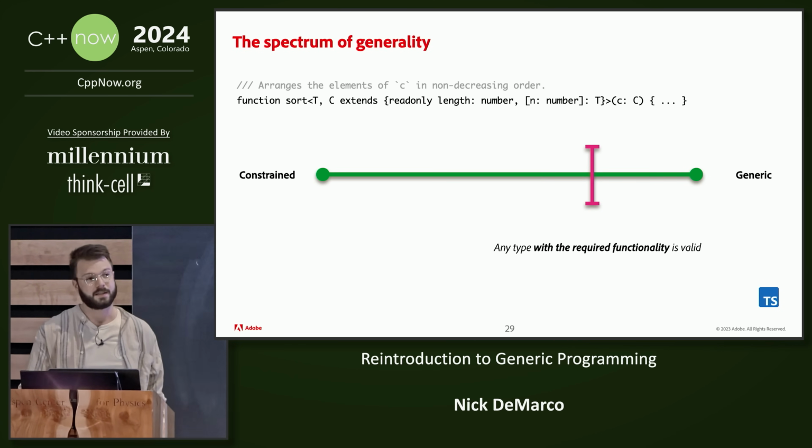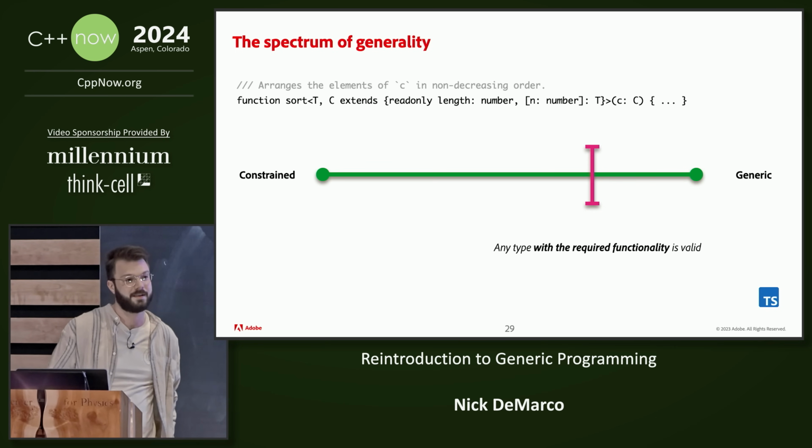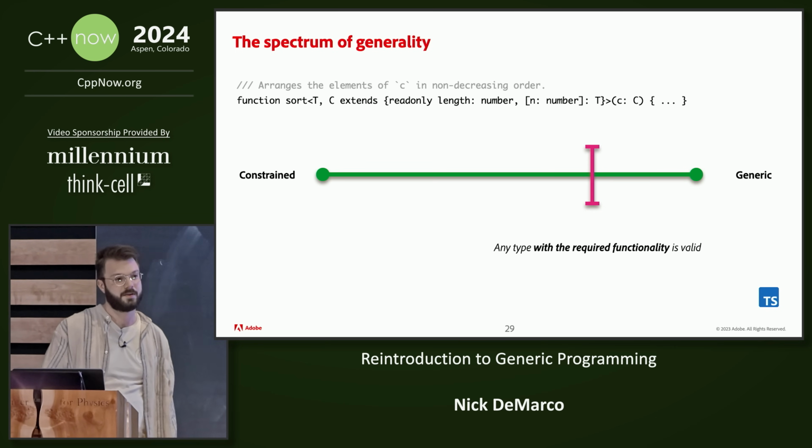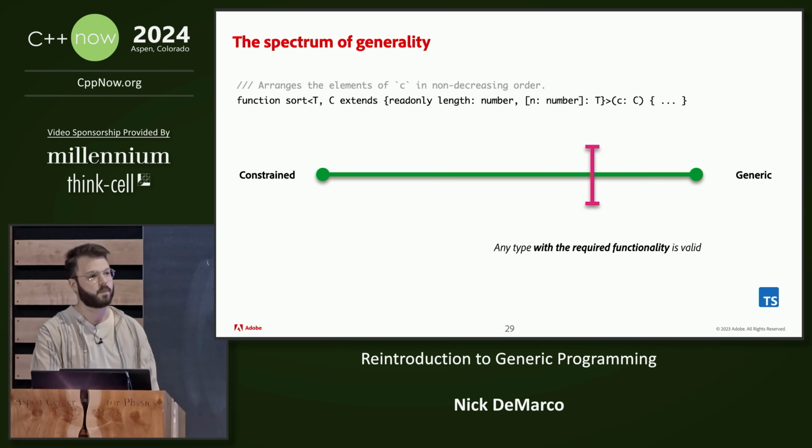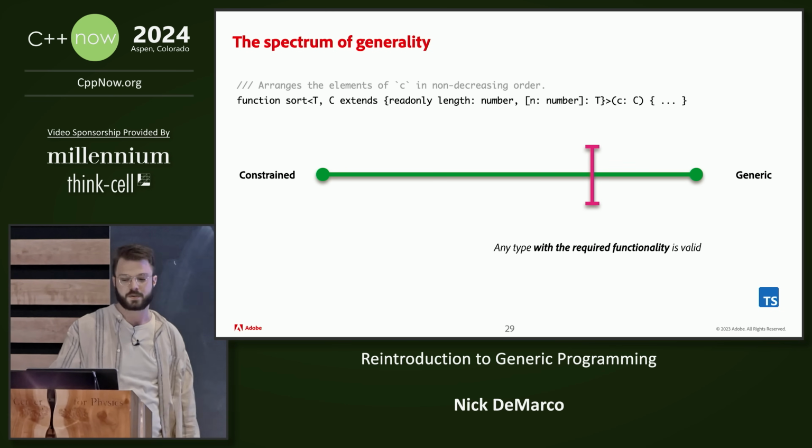I have a question in the back. Yeah. Is this orthogonal to our comparison function? We're kind of constraining to non-decreasing order, right? Yeah, totally. For this simple example, we're just doing non-decreasing order. Good question.